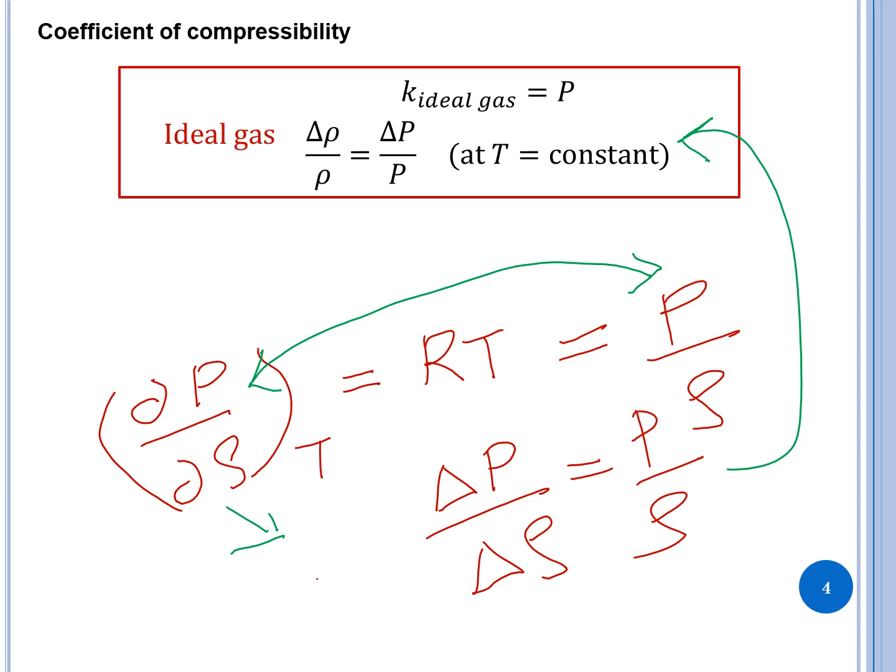Now this expression shows that for an ideal gas, percent increase in pressure is equal to percent increase in density, or vice versa. Percent increase in density is equal to percent increase in pressure. In other words, if you increase the pressure by 1%, the density should increase by 1%. So this is the relation between pressure and density.